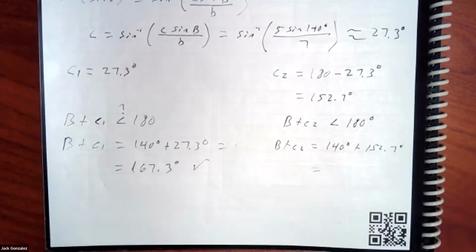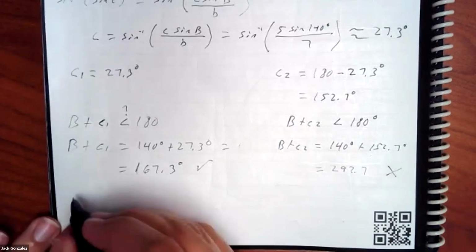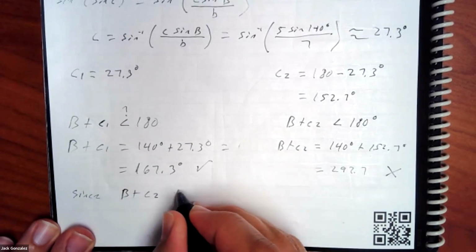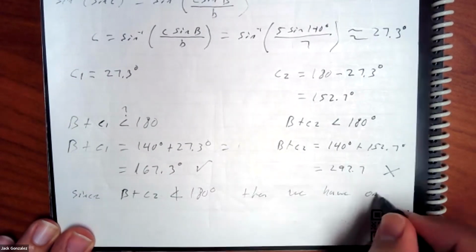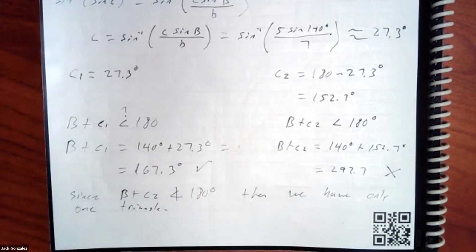So this is, what is that? 290. Since B plus C2 is not less than 180, then we have only one triangle.